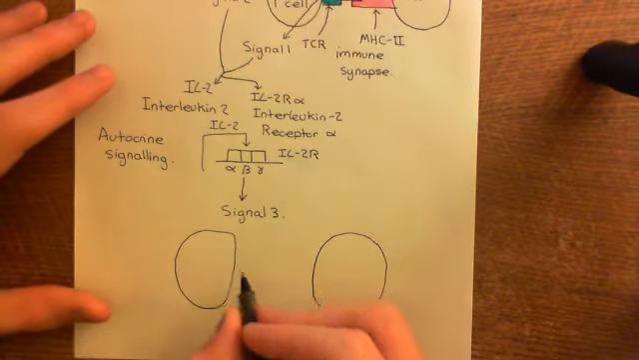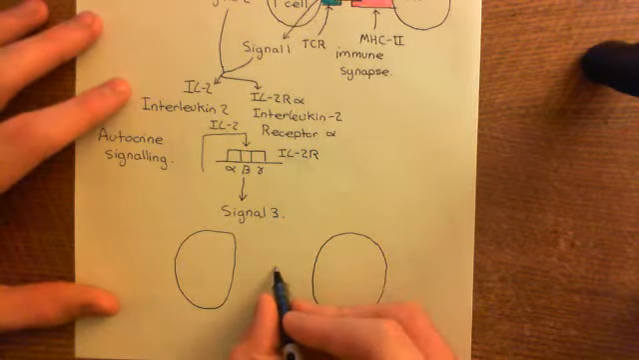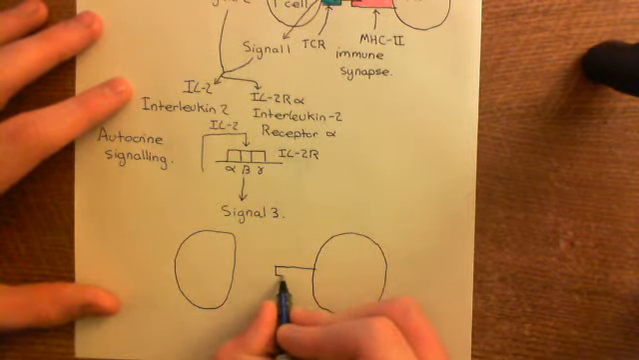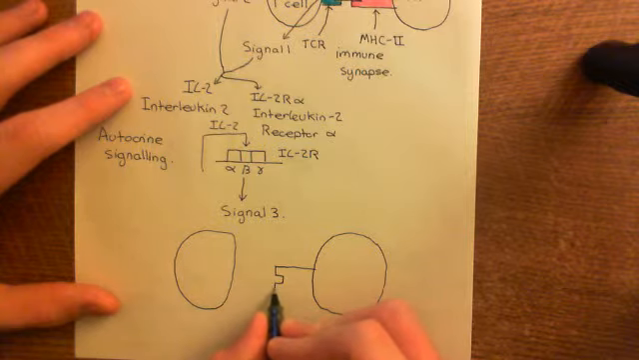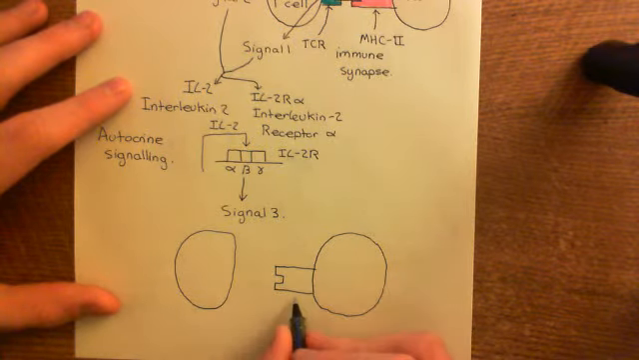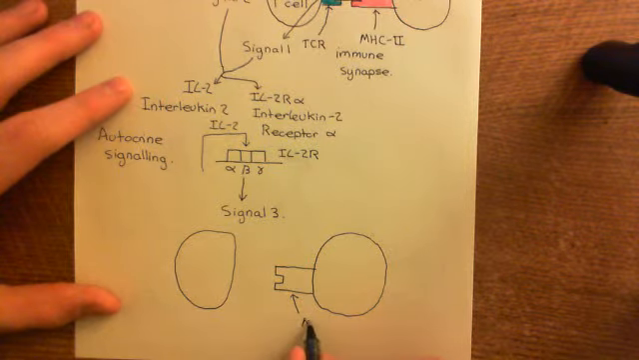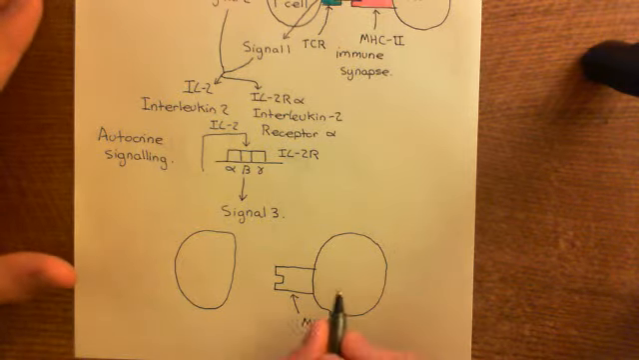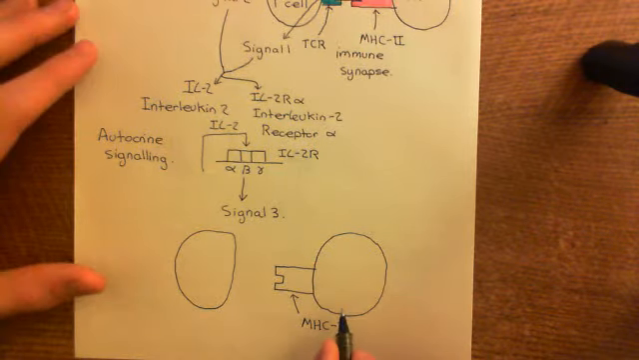Okay, so the starting point is that you're going to get this antigen presenting cell here coming in with its antigen fragment presented on major histocompatibility complex class 1, MHC class 1. Okay, and remember, this is only if you've got an intracellular pathogen.